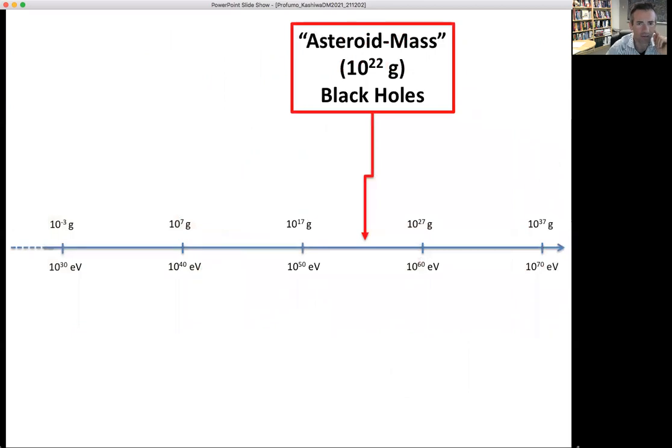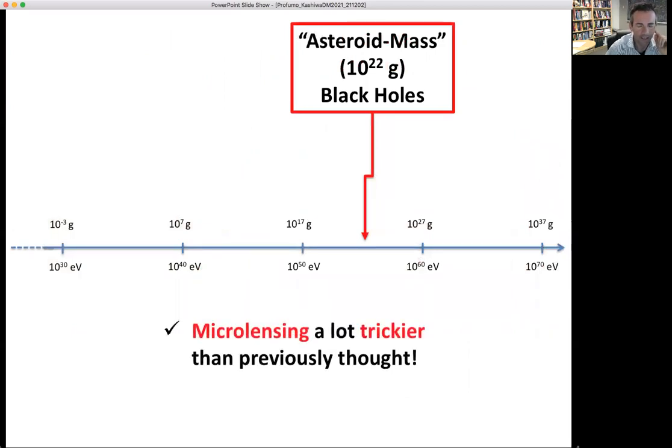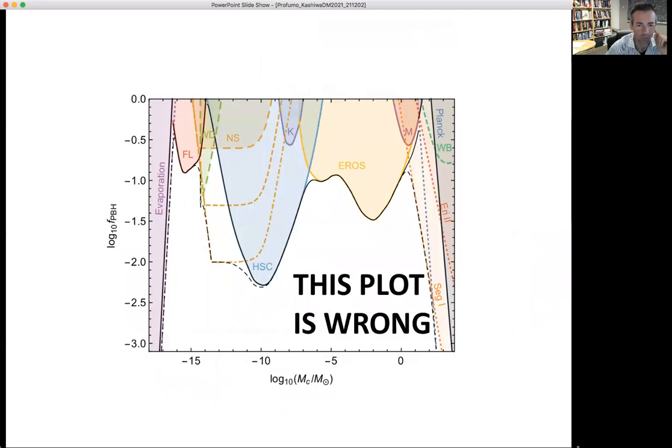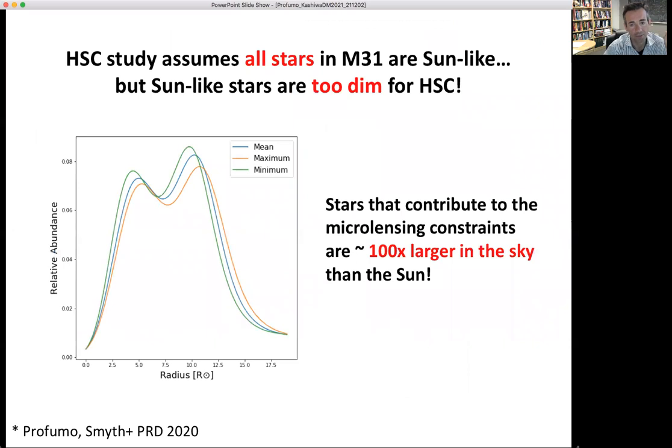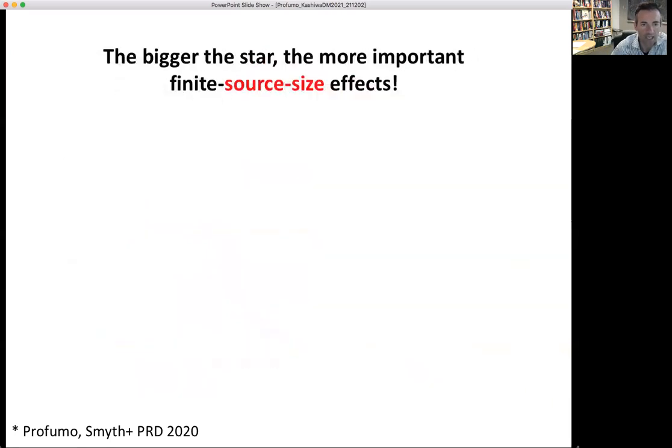Now, let me tell you a little bit about asteroid mass black holes. Here, one of the main findings in my group is that microlensing is actually a lot trickier than we previously thought. In fact, it affects a large fraction of this parameter space, and it has to do with the fact that constraints based on microlensing underestimated the effect of stars being large compared to the point source sensitivity of the Hyper Suprime-Cam Subaru camera that was used in observations of the Andromeda Galaxy to constrain primordial black holes.